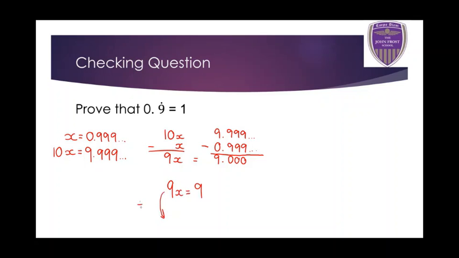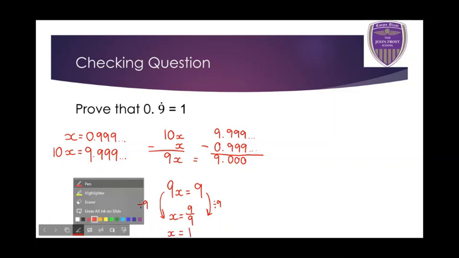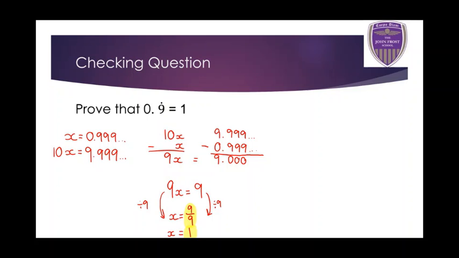Solve the equation. I divide both of them by 9. So x is equal to 9 over 9, which is equal to 1, because 9 divided by 9 is equal to 1. Okay, so first of all, you should have found that x is equal to 9 over 9, and then 9 divided by 9 is 1. Therefore, x is equal to 1, which is 0.9 recurring.